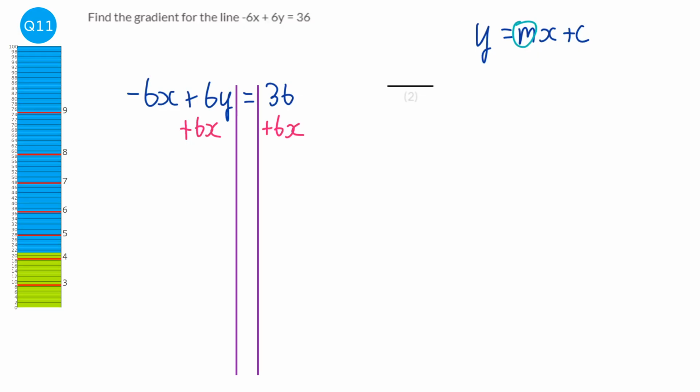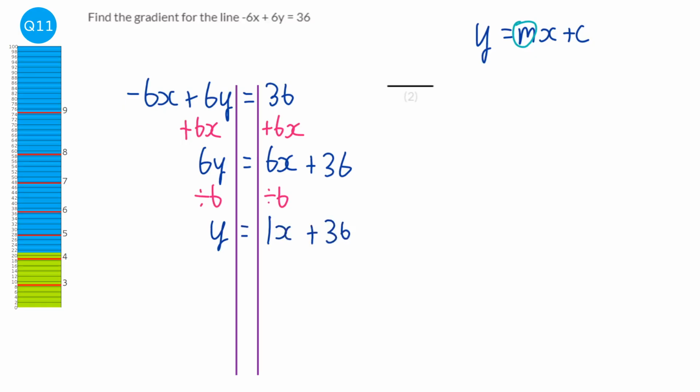So we've got 6y equals, and I'm going to put the 6x first, just to match the y equals mx plus c. Right, the next thing I'm going to do is get rid of this 6 because we just want a y there. So we're going to divide by 6 both sides. So we've got y equals 1x plus 36. Now we shouldn't really write 1, but because we're looking for m, we're looking for the number before x, I've kind of left it in there to show that the gradient will be 1.